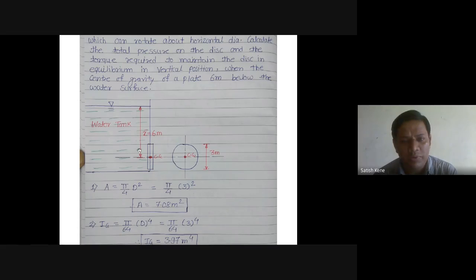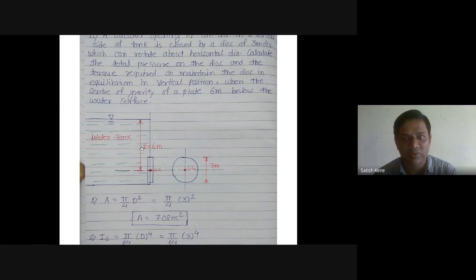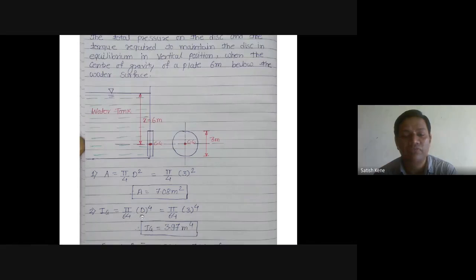Now for center of pressure, we have to calculate the centroidal moment of inertia. The centroidal moment of inertia for a circle is pi by 64 d to the power 4. So this is pi by 64, D is 3, so 3 raised to power 4. What is the value of the centroidal moment of inertia? Ig is equal to 3.97 meter raised to power 4. So the area is 7.08 meter square for the circular disc, and the centroidal moment of inertia is 3.97 meter raised to power 4.